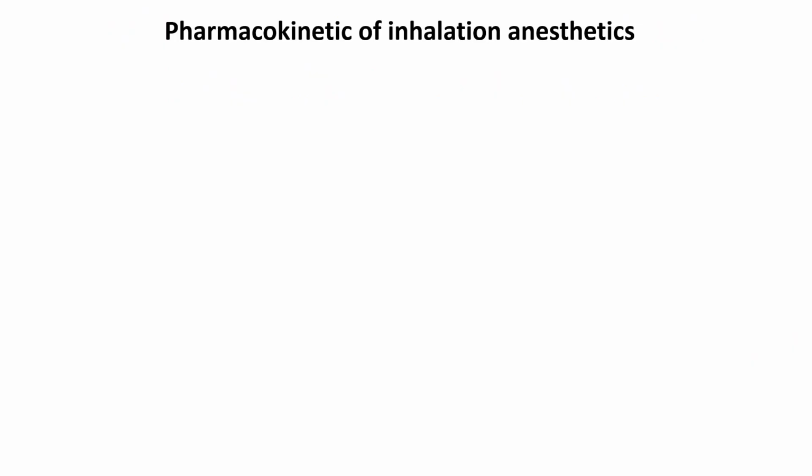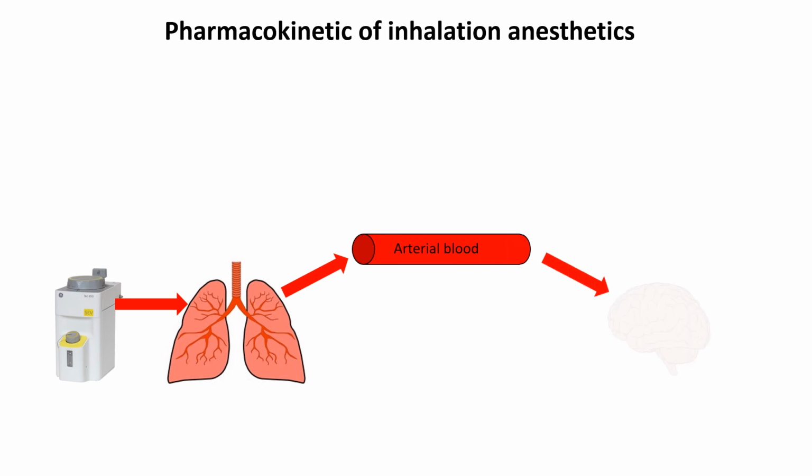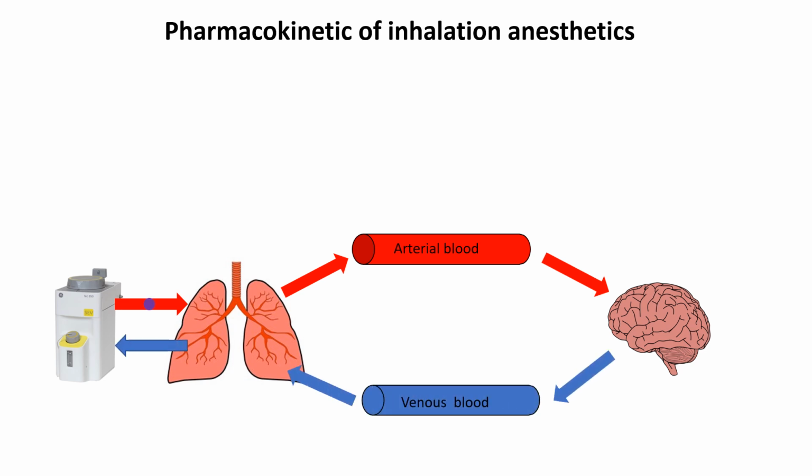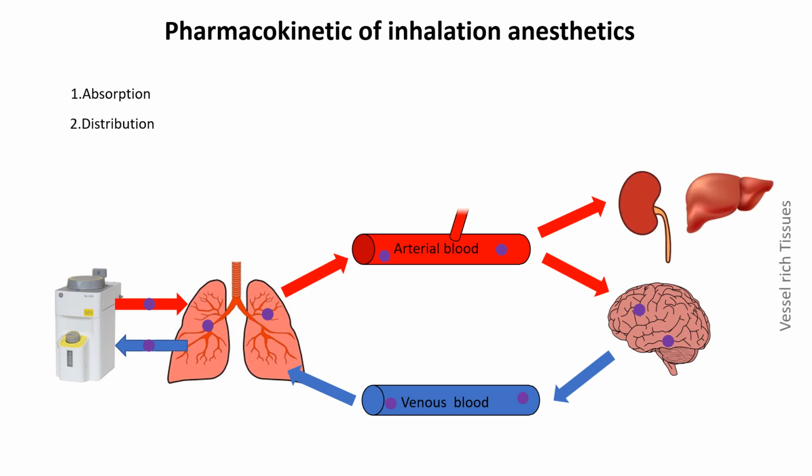The goal of delivering inhaled anesthetics is to produce the anesthetic state by establishing a specific concentration of anesthetic molecules in the central nervous system. This is done by establishing the specific partial pressure of the agent in the lungs, which ultimately equilibrates with the brain and spinal cord.